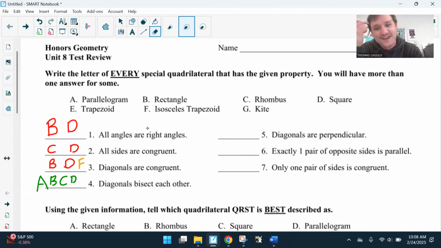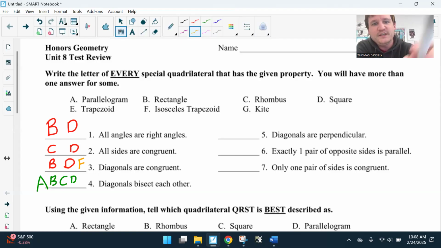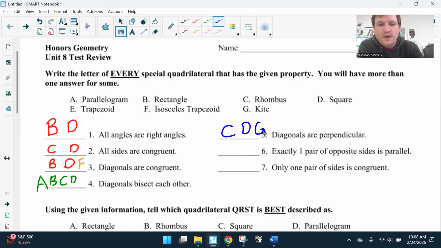Good start. Let's see here. Diagonals are perpendicular. That is a property of a rhombus and a square and a kite. We didn't talk about kites too much. I think we only spent one section on kites, so I don't think there's a kite question on your test. Exactly one pair of opposite sides is parallel. Well, that is the definition of a trapezoid, and also an isosceles trapezoid. Remember, every isosceles trapezoid is also a trapezoid.